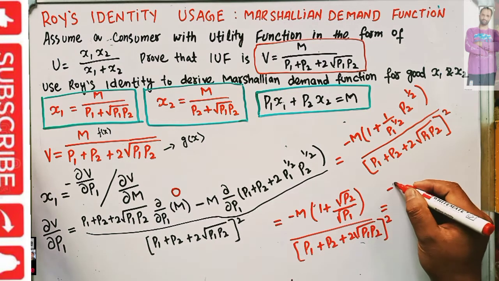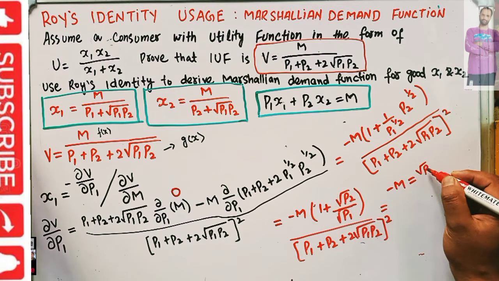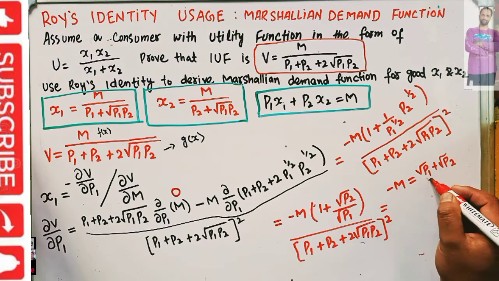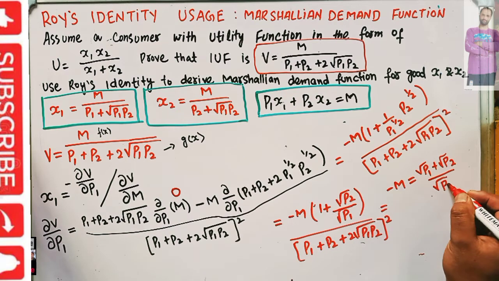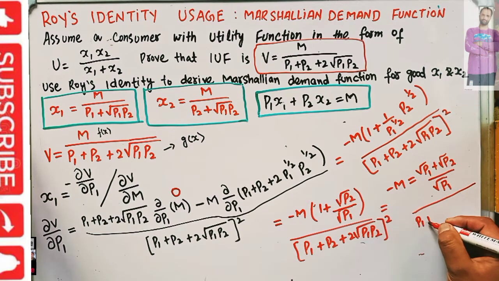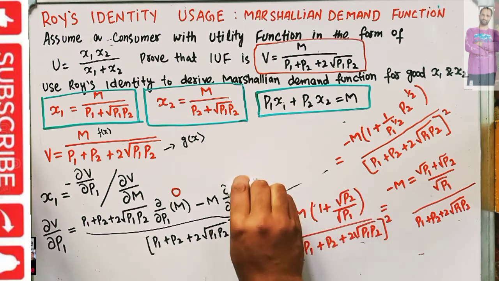So we have here minus m, and this can be written as p1 plus p2 divided by p1, whole divided by this p1 plus p2 plus twice p1 p2. Now what should I do? I will rub this out, to make things easier.